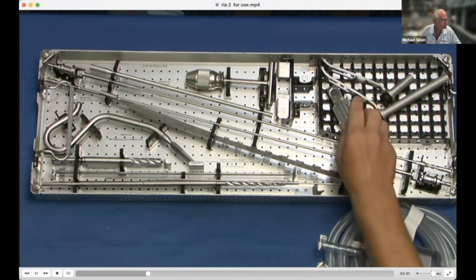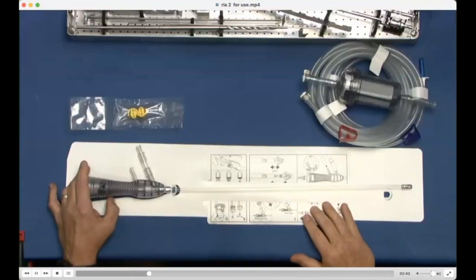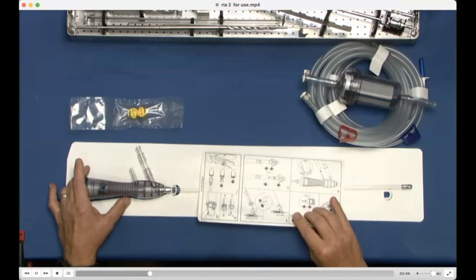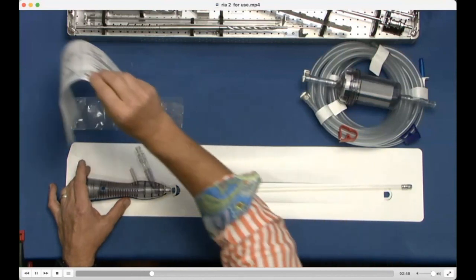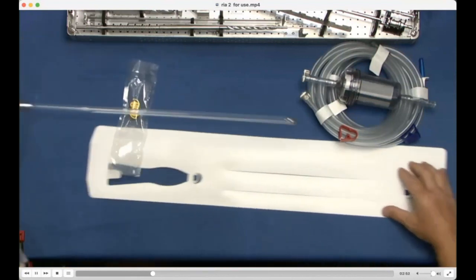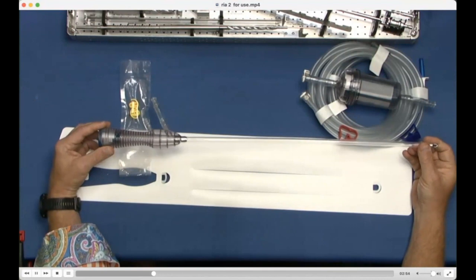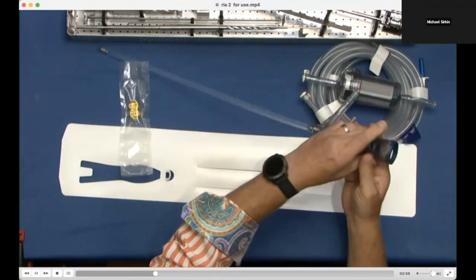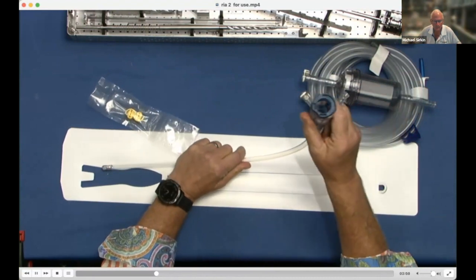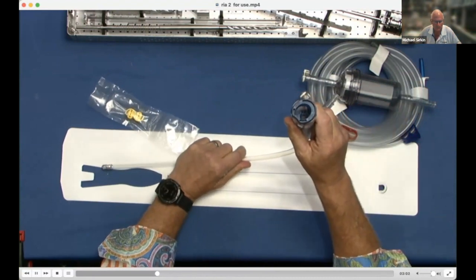Okay, so let's start assembling the RIA. The first thing you'll notice is that there are sterile directions that you can use if you're not sure how to do it. Let me now start with a reaming tube. You'll see this is the reaming tube. It's hollow, and that's where your drive shaft is going to go.